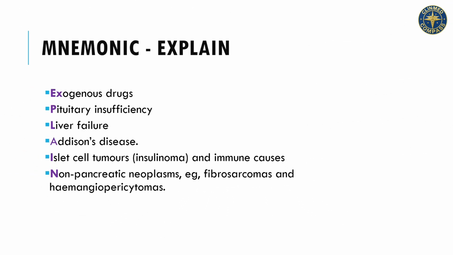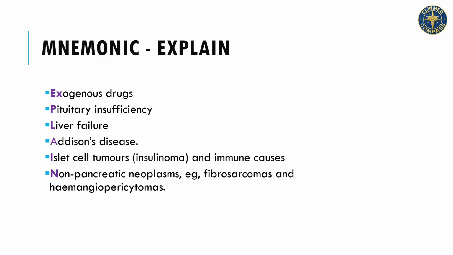This is an easy mnemonic to remember the main causes of hypoglycemia. EXPLAIN. EX, exogenous drugs, all the drugs we've listed before. P, pituitary insufficiency. L for liver failure.